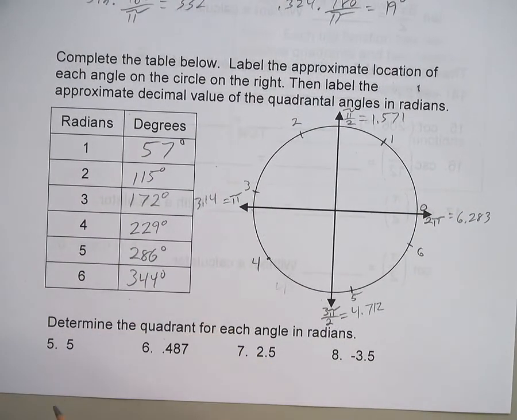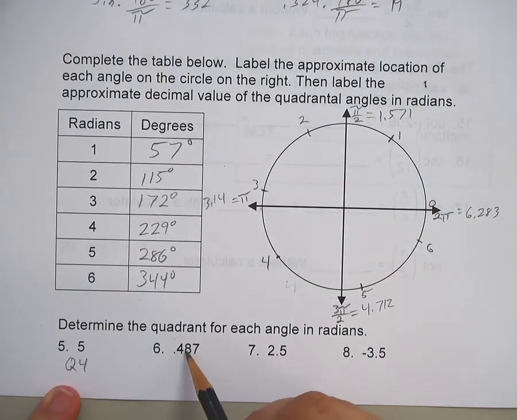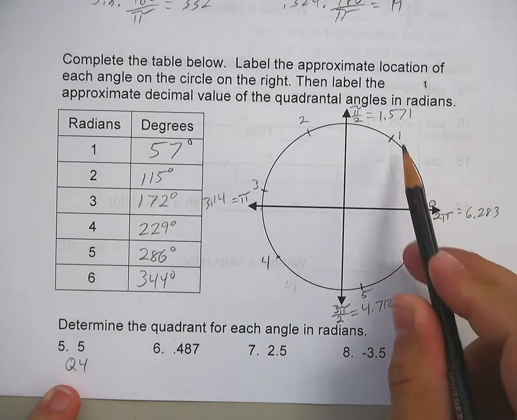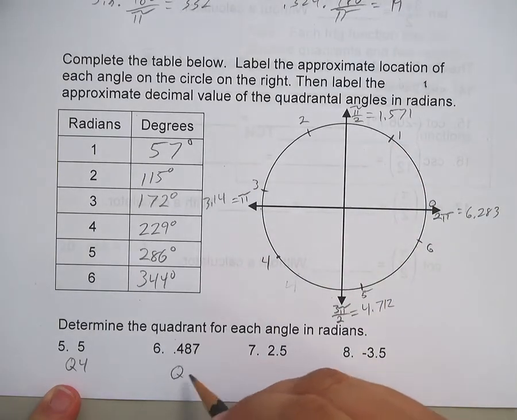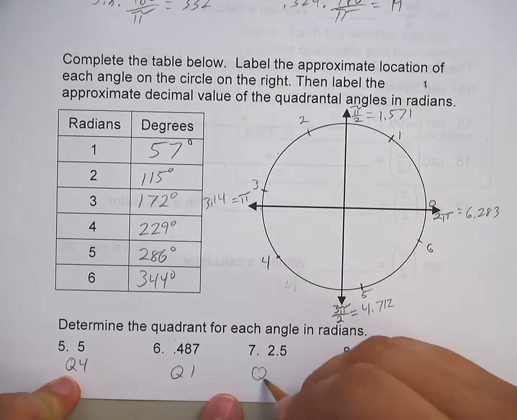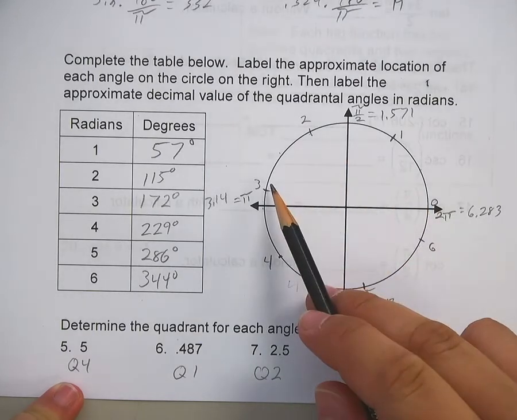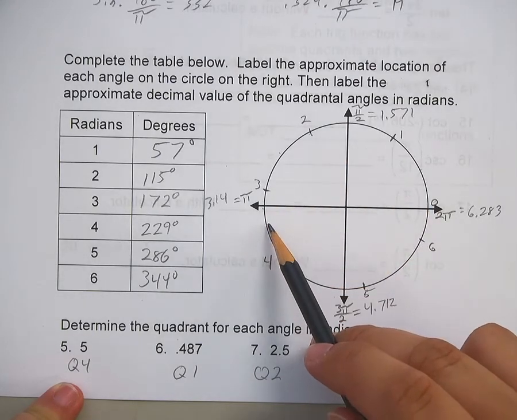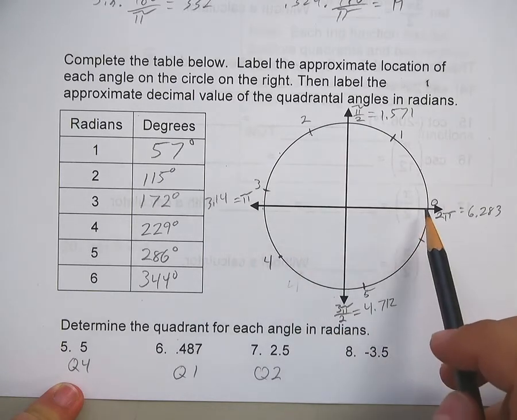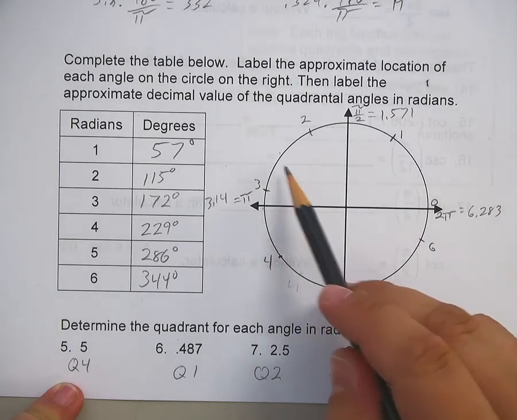So it says determine the quadrant for each of the angles in radians. Where is 5 radians? Well, 5 radians is in quadrant 4. What about 0.487 radians? Here's 0, here's 1, so 0.487 is going to be in quadrant 1. What about 2.5? Here's 2, here's 3, so that's going to be quadrant 2. Negative 3.5. Well, if we go the same distance but the other direction, we'd go right about 3 and then up to about 3.5, so that'd be quadrant 2.